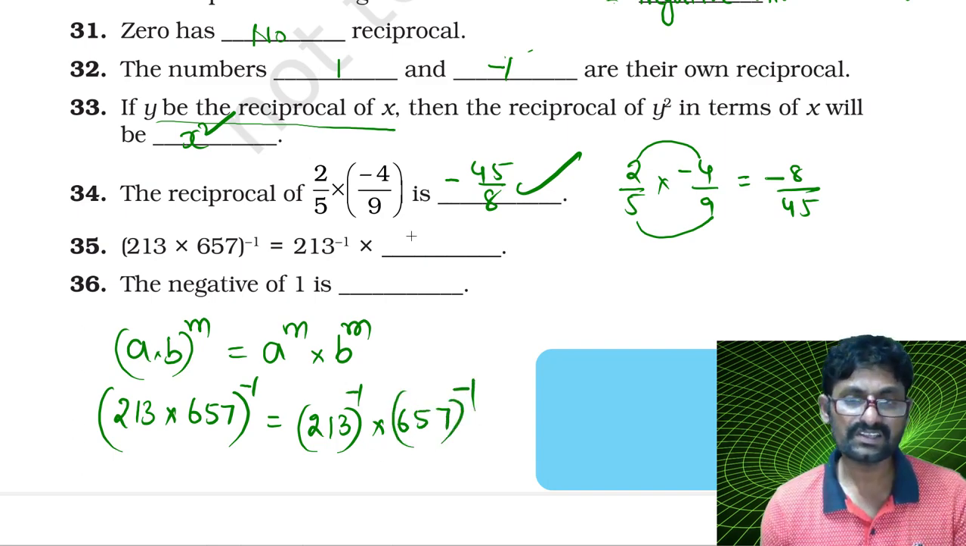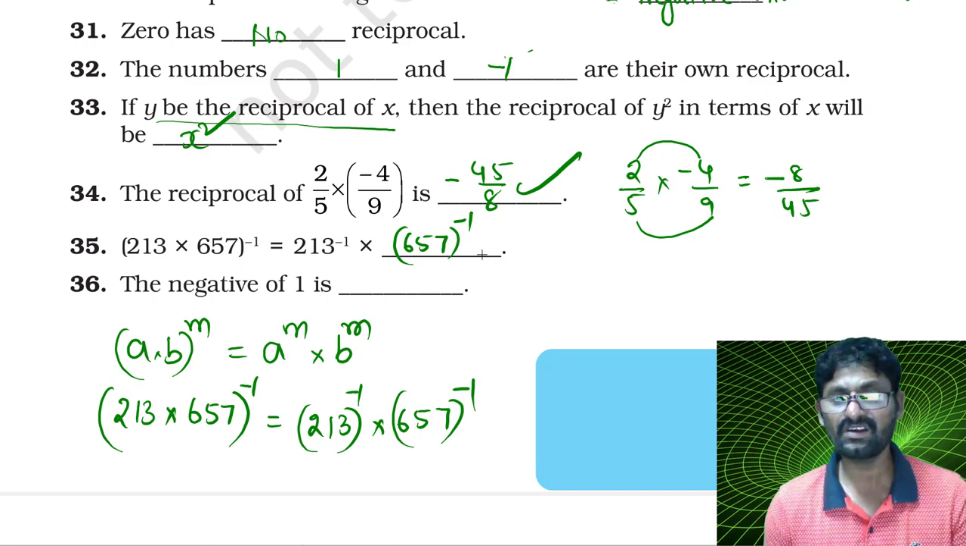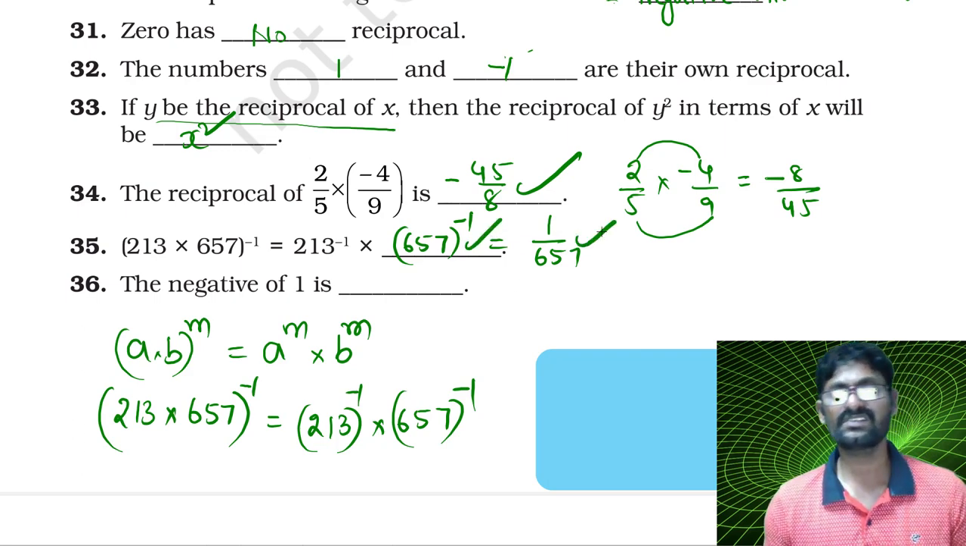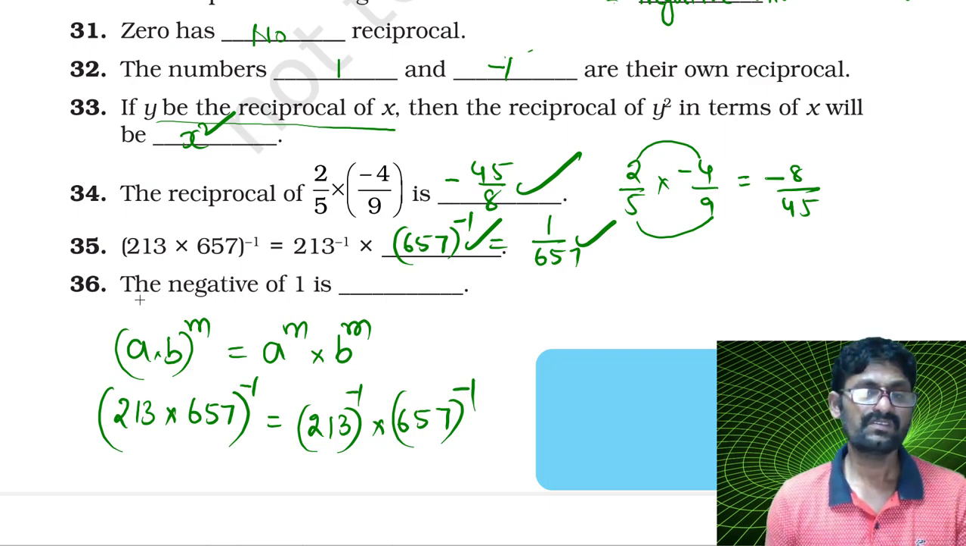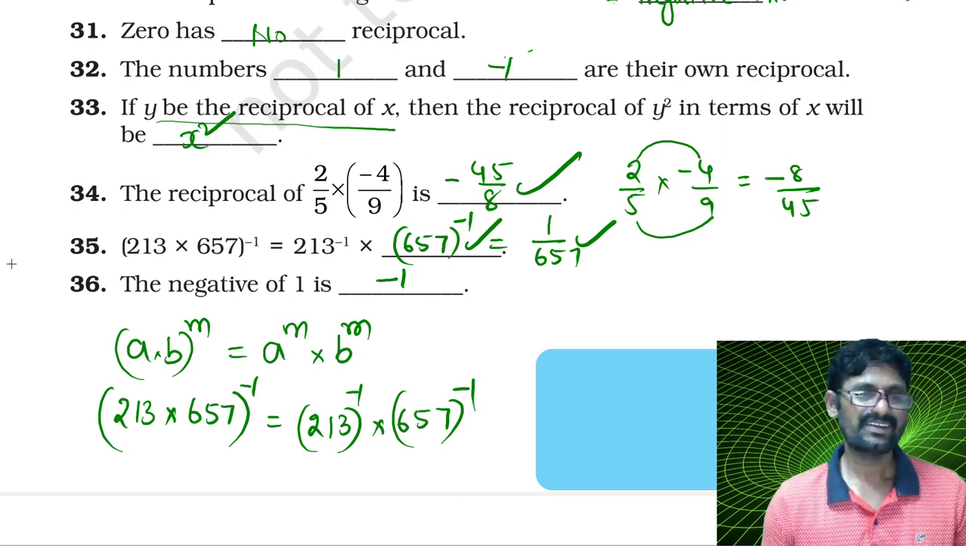From this you can say that in the blank it should be 657 whole to the power of -1. That is the answer. Or you can still simplify this one. You can write this one as 1 by 657 also. You can write this one as the answer or this one as the answer. Both are correct. Then 36th problem. The negative of 1 is -1. That's it. Right. Okay. Now let's go to the next problem.